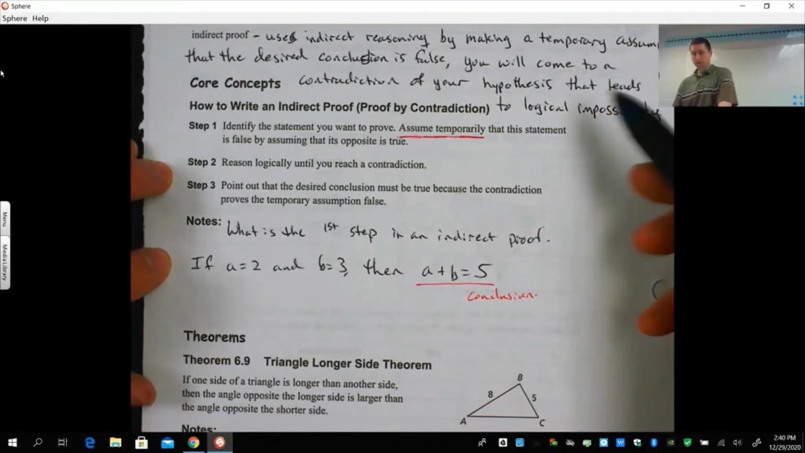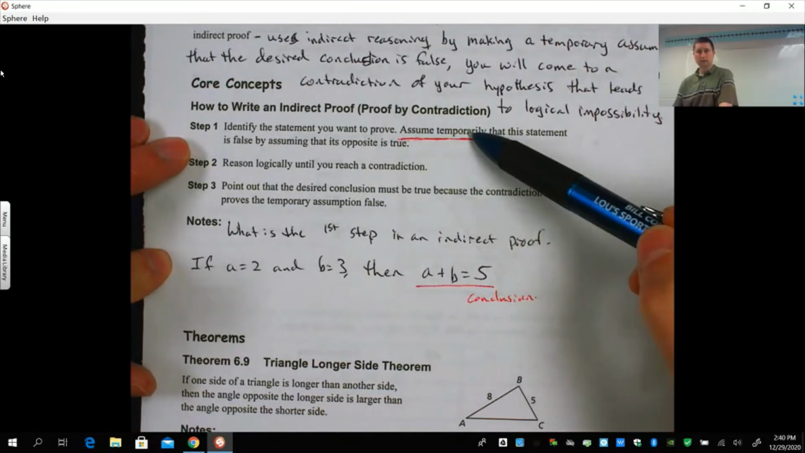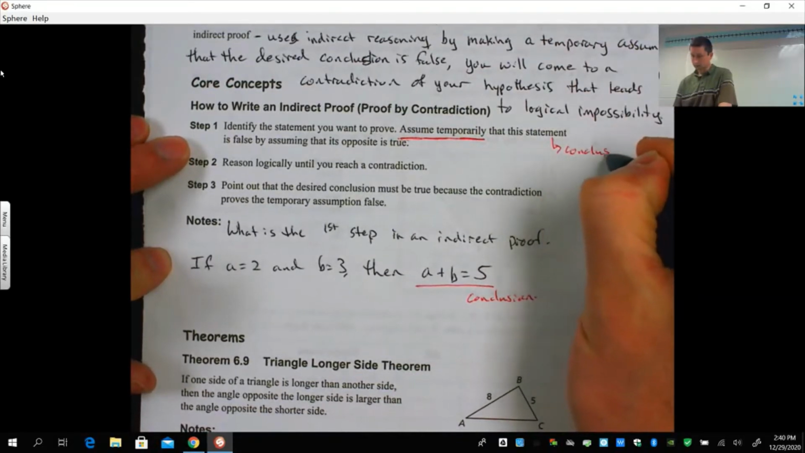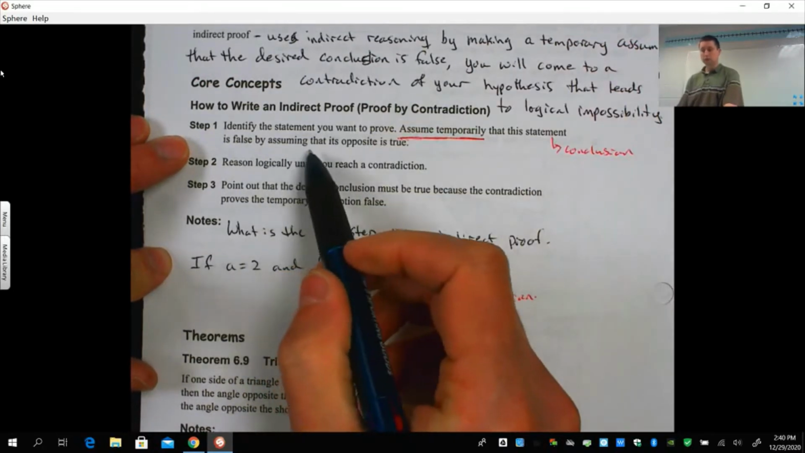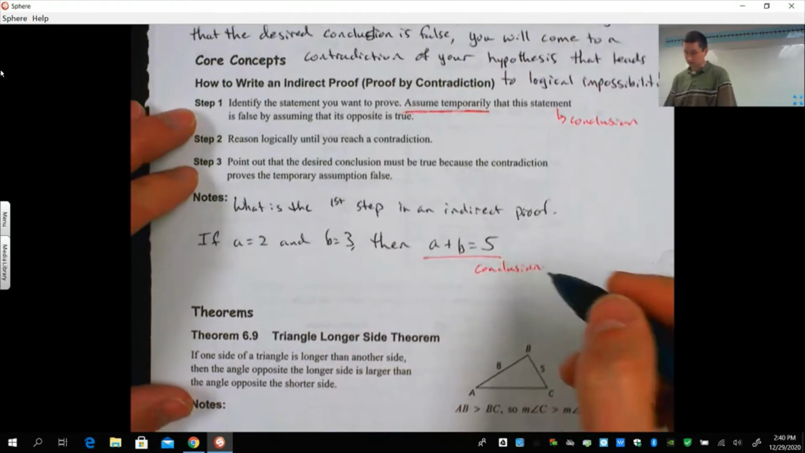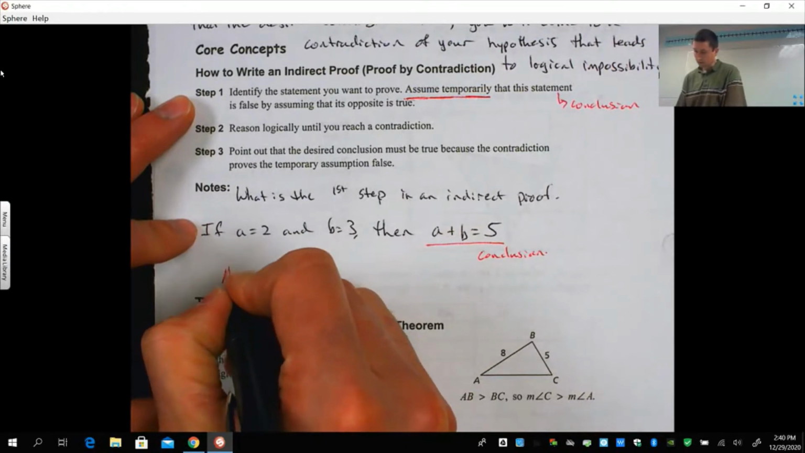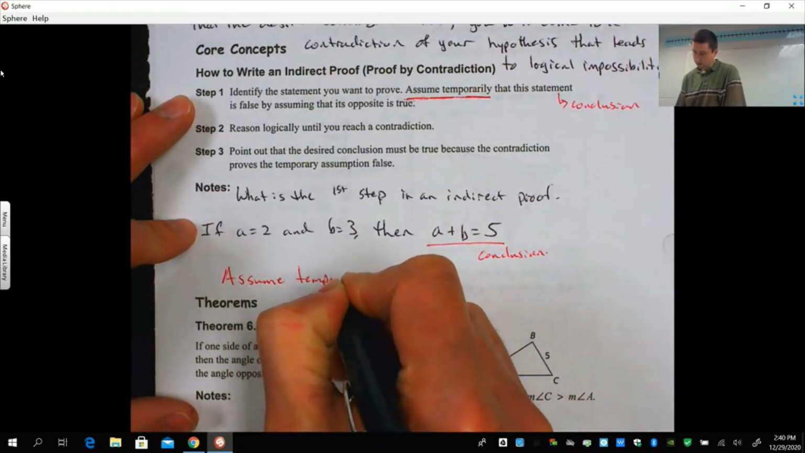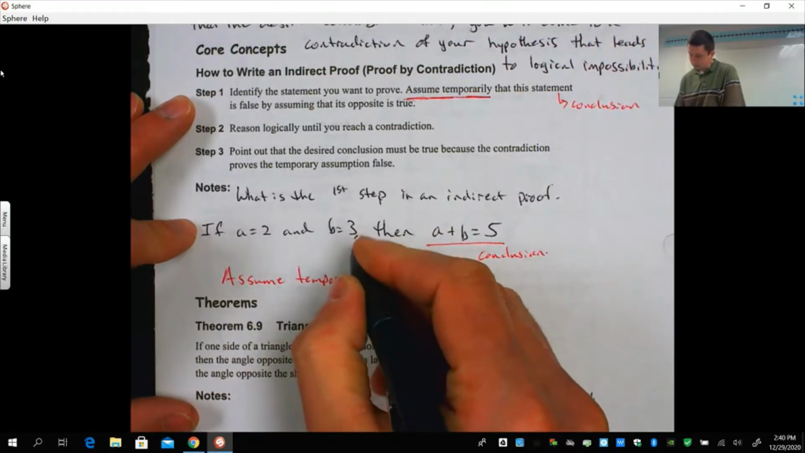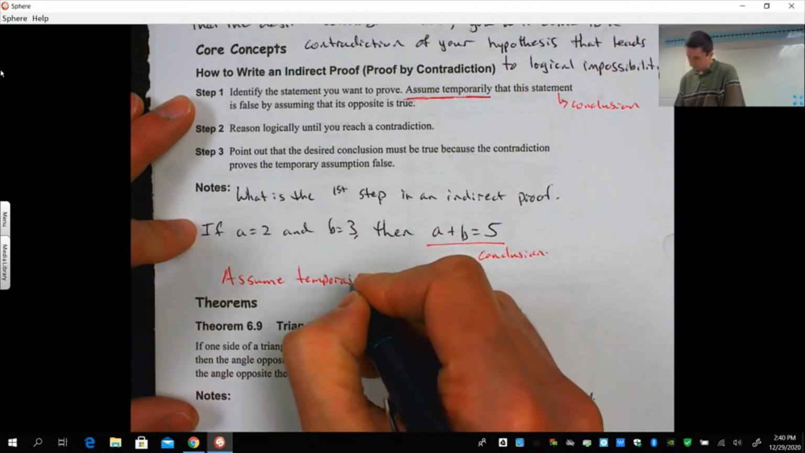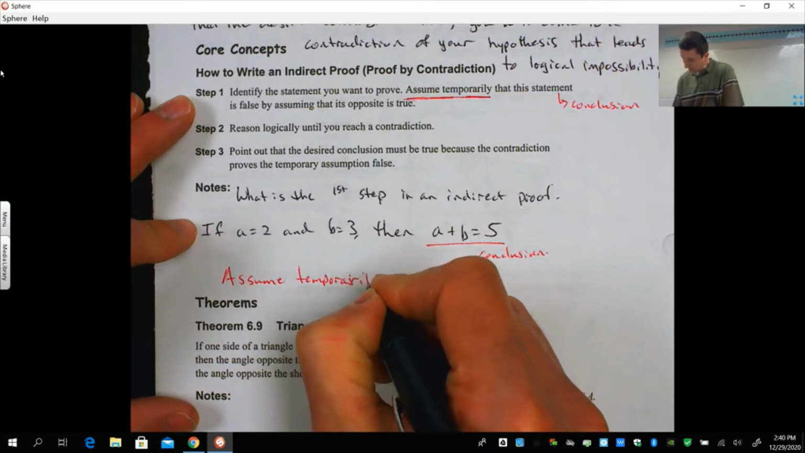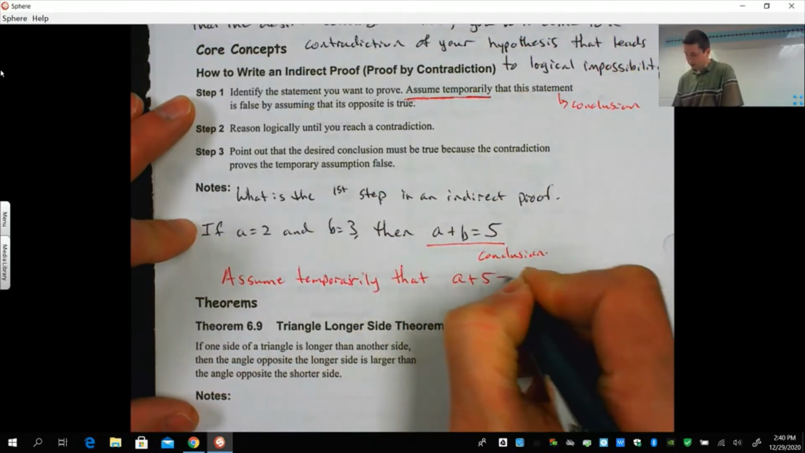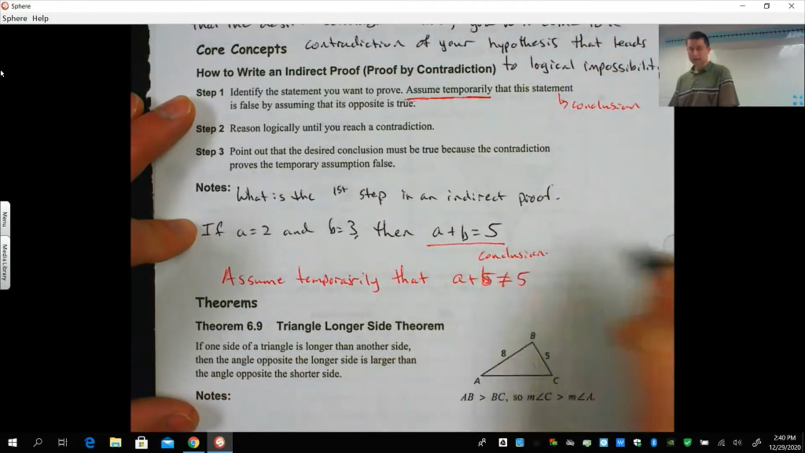Okay? So the first step is to assume temporarily that this statement, the conclusion, is false by assuming that its opposite is true. So that first step would be, we would assume, I forgot how to spell temporarily real quick. Assume temporarily that A plus B does not equal 5. A plus B does not equal 5.